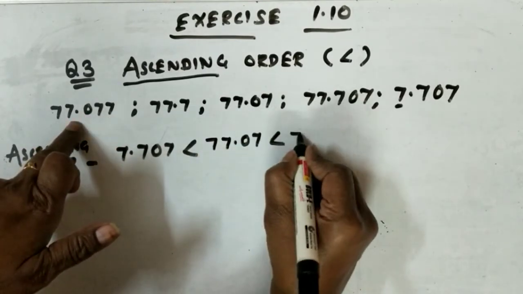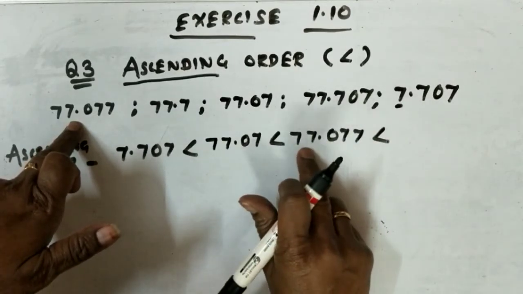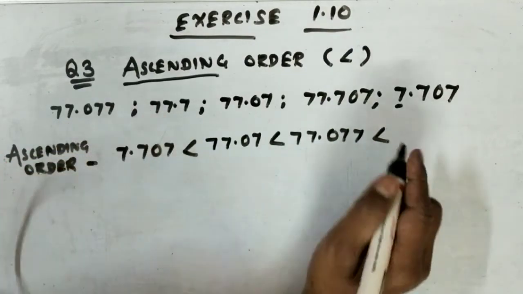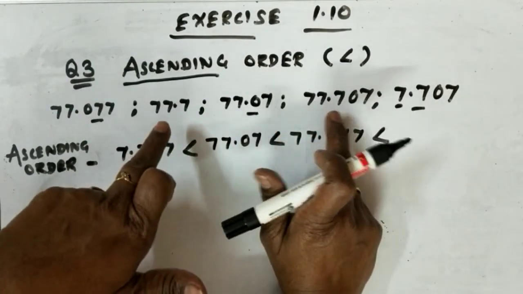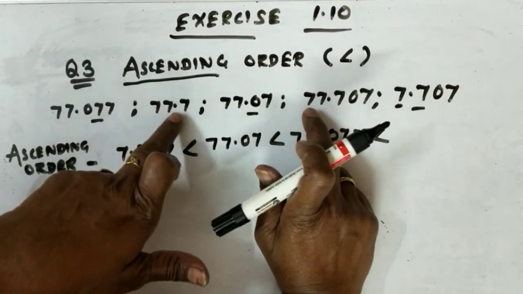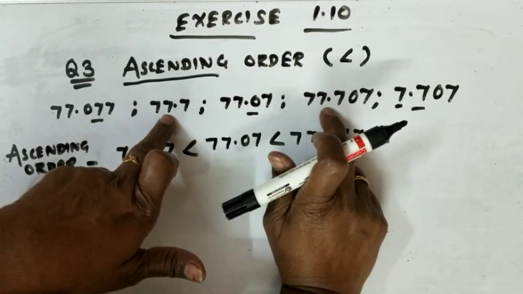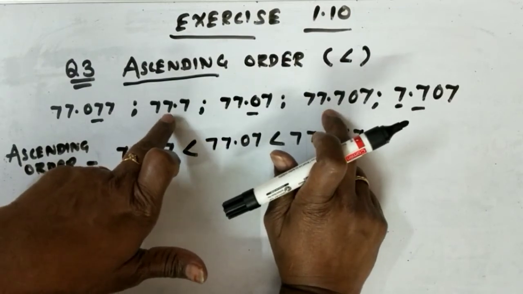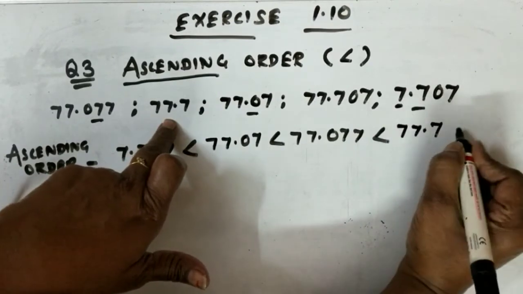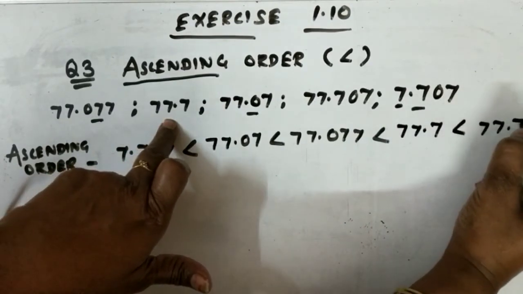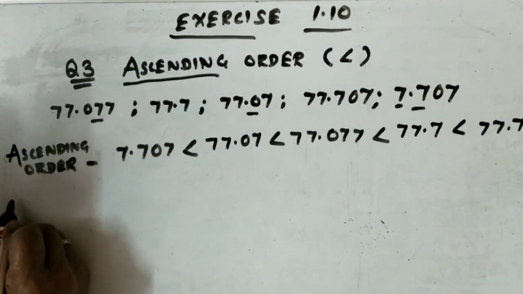Definitely after this will come 77.077. Again less than, this number is less than which other number? Now with the remaining, this is over, this is over, this is over. Now amongst these two we have to see 77.7 and 77.707. So 77.707 will be greater than this. So first of all you have to write 77.7, again less than 77.707.